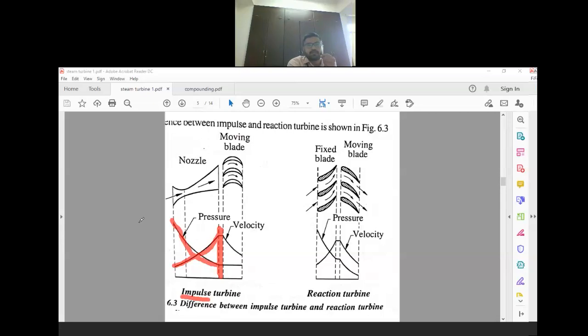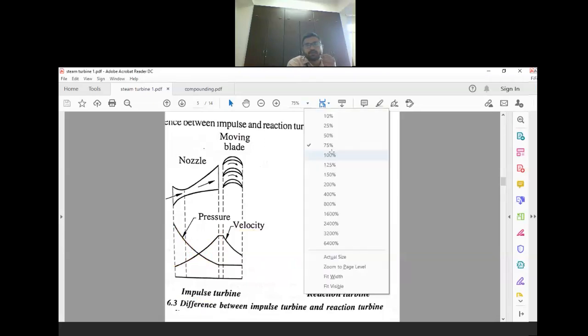Suppose here we have a pressure of 50 bar, and in the condenser we have a pressure of 1 bar. So in nozzle what we are doing, we are totally utilizing that pressure, and we are converting that pressure into velocity. Clear? We are reducing that pressure from 50 to 1 bar, and converting that pressure into velocity, and later on we are utilizing this velocity. Clear?